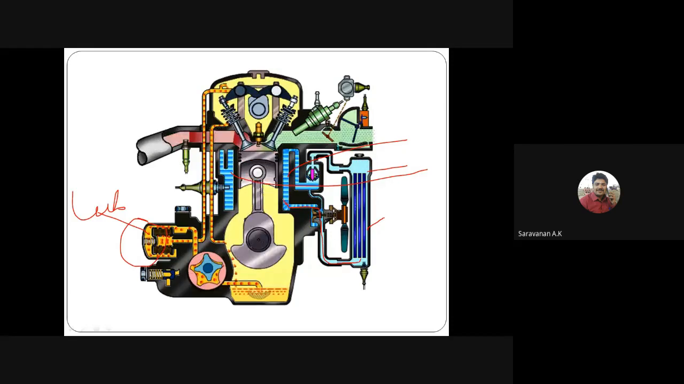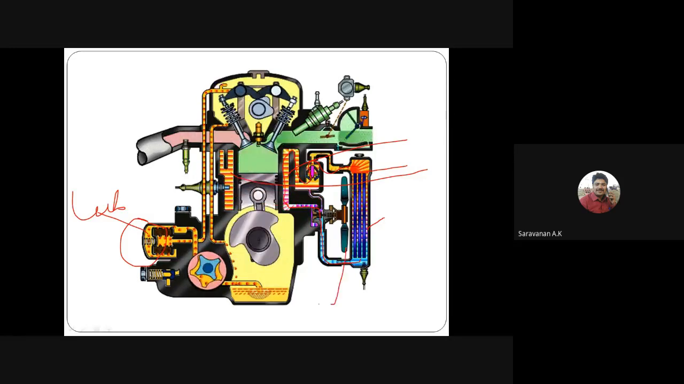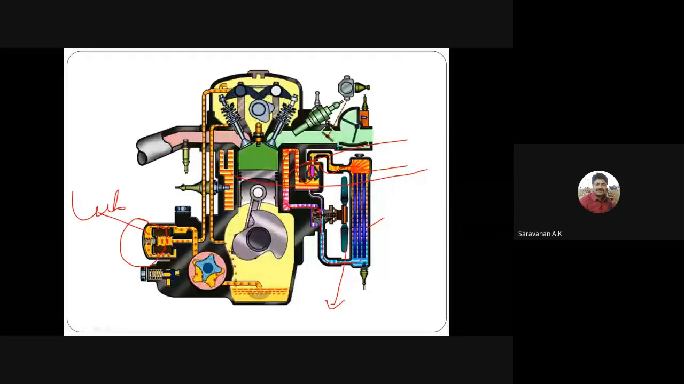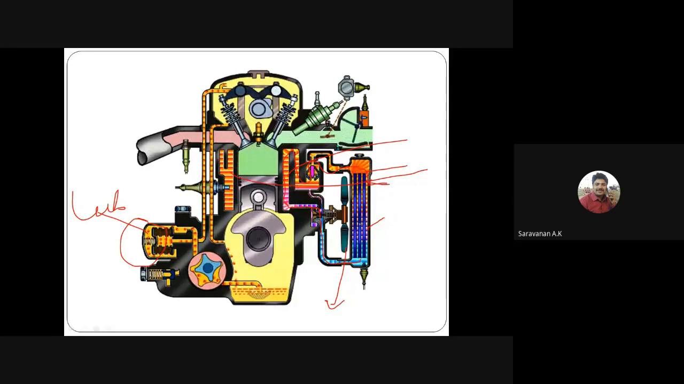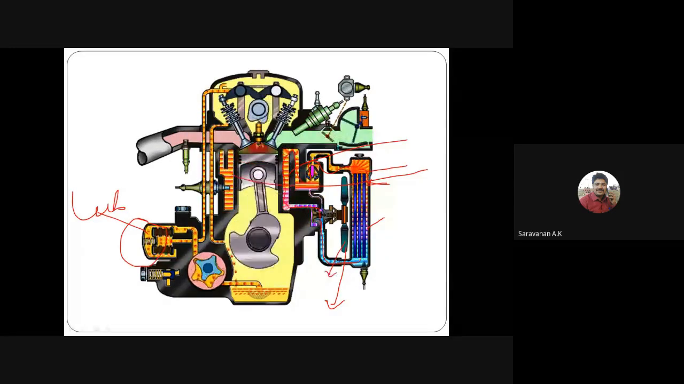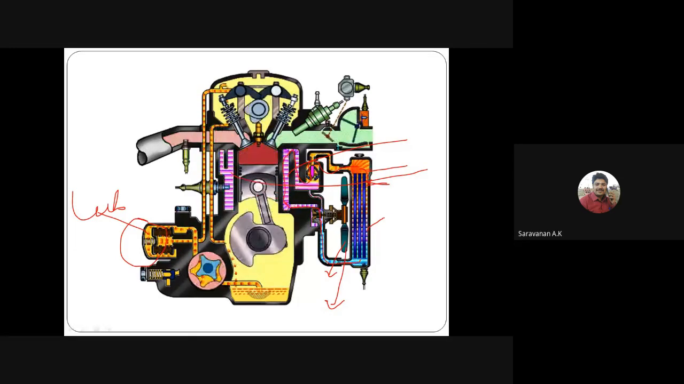Then the water gets heated and passes again through the radiator, where the fan is. The fan will rotate and the heat will be transferred, so the hot water will get cooled due to the fan rotation. It's a simple heat transfer. We have to transfer the heat of the engine to the atmosphere, the heat developed in the combustion stage.